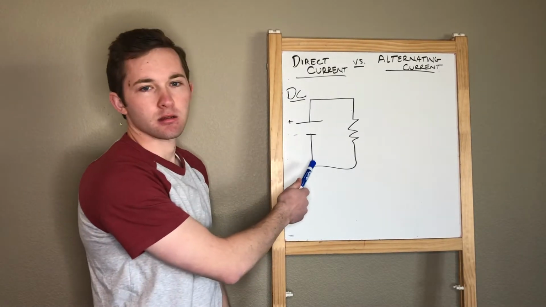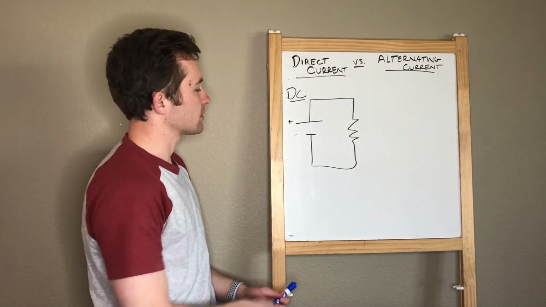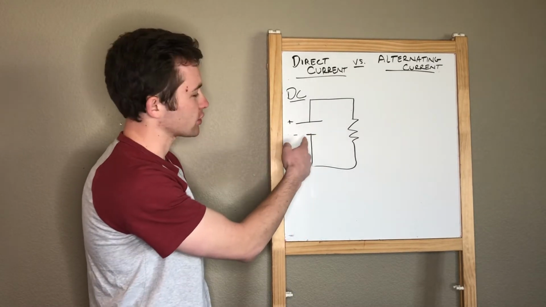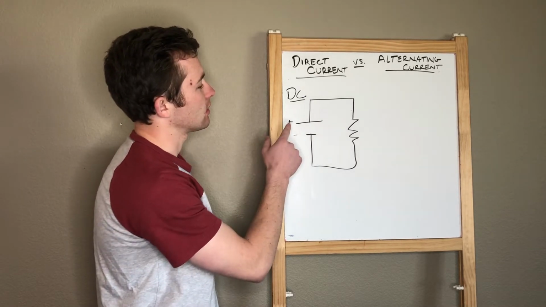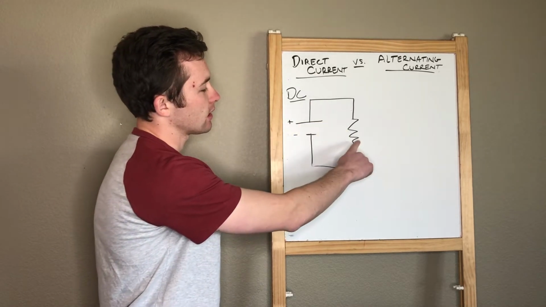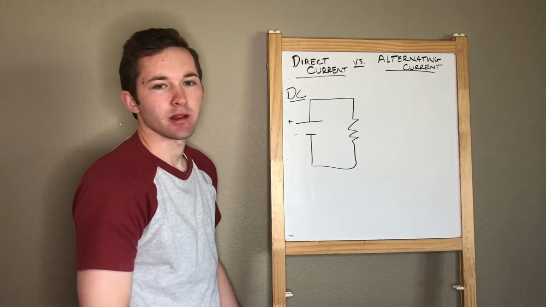I just have a basic circuit right here. We've got a battery symbolized by a long line and a short line, with a positive and negative end, and then the circuit wire and a resistor right here, the squiggly line, and then it comes back to the negative end of the battery.